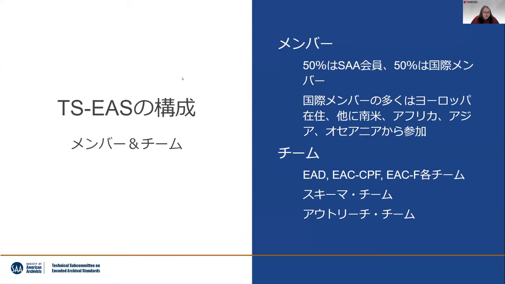Looking at TS-EAS, we have a membership of up to 25 people. It's an international group combined with SAA members, and the goal is to be 50-50. When we look at the international members, we are mostly in Europe, but we also have South America, Africa, Asia, and Oceania. So we are spread around the world, so you can imagine the times for meetings for some people. We have also split up the work in different teams. What you will be hearing most about today is the EAD team. We have a team for EAC-CPF, and we have one for EAC-F, which is functions. We have a schema team who works with the schemas and the transformations of the tag libraries. And we have an outreach team who helps us with setting up webinars like this one.